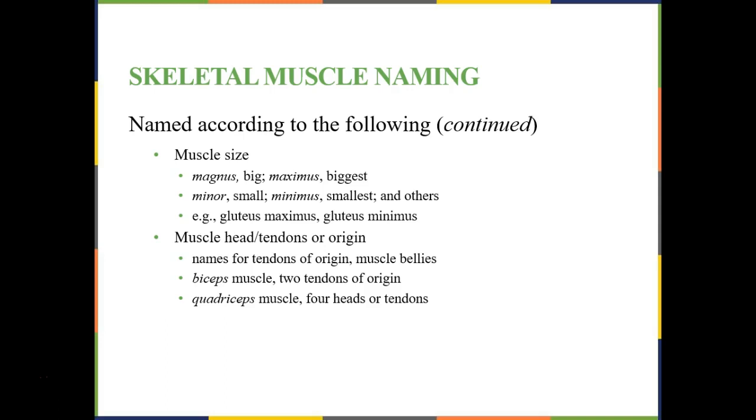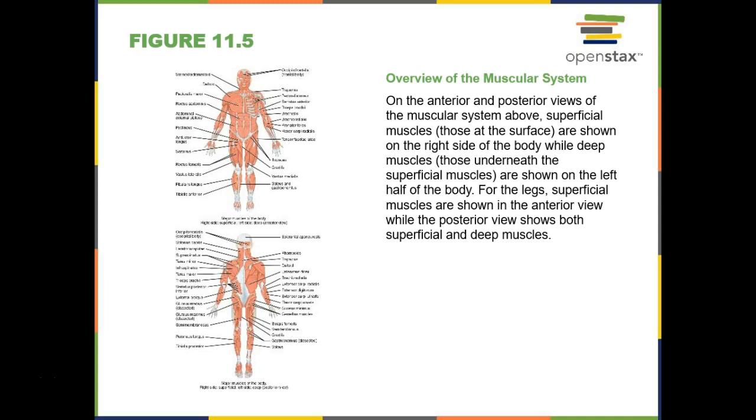The size of a muscle. So maximus is a big muscle, whereas minimus is a small muscle. Gluteus maximus, gluteus medius, gluteus minimus, those are all named for the size of the muscle. And then the number of heads or origins that a muscle has. Biceps has 2 origins. Triceps has 3 origins. So those are examples of the number of origins that a muscle has.